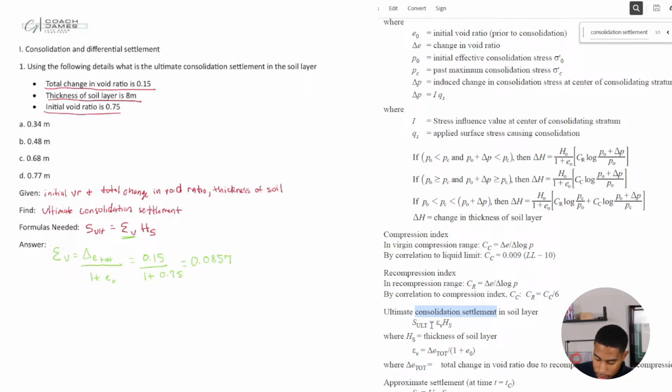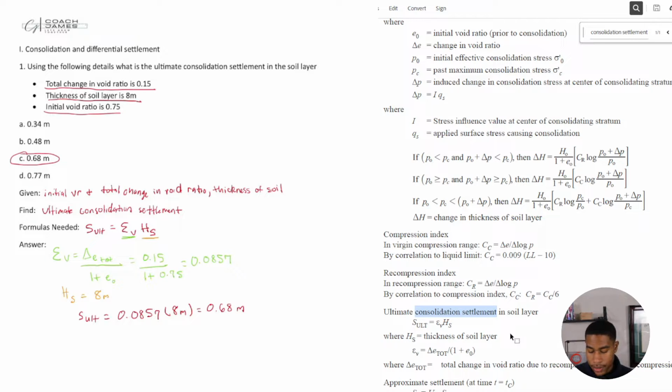All right. What is HS? HS is equal to just the thickness of the soil layer, which is equal to 8 meters. All right, so I have HS, I have EV, so now I can get my ultimate consolidation settlement. I'm just going to plug and chug now. So S ult is equal to EV, 0.0857, times my 8 meters, which is equal to 0.68 meters, or C.